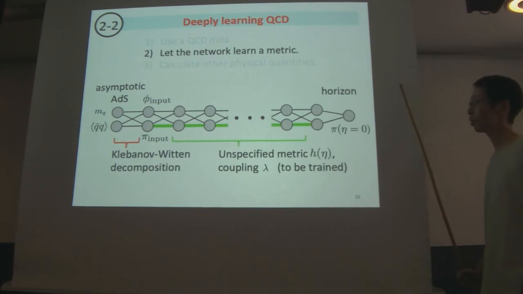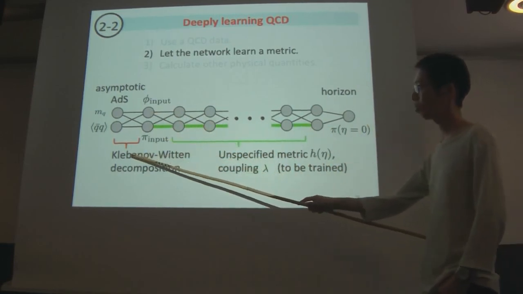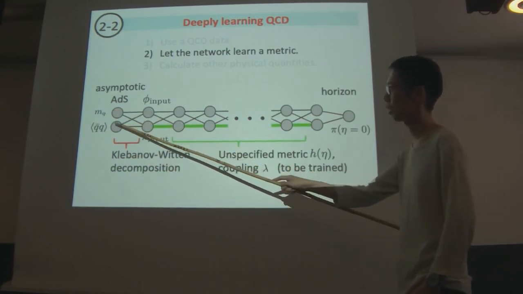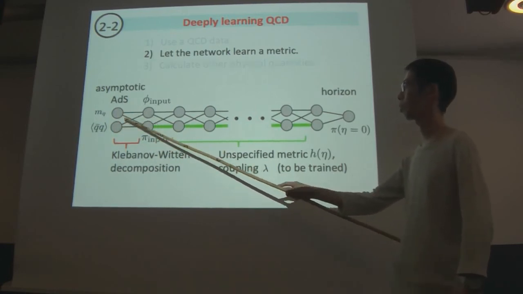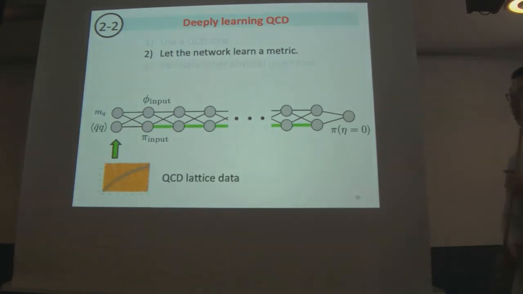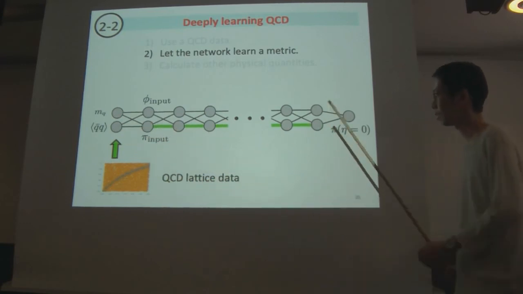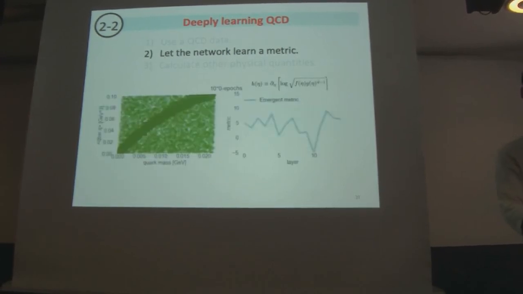Now, here is a neural network. This is the phi input and pi input. I used the Clebsch-Gordan decomposition to relate these two vectors to J and O. This is the input function, and the output is pi. If it is 0, then it's positive data. If it's non-zero, then it's negative data. So QCD lattice data is input here. Then I train these green lines, and this is the movie of how it is trained.